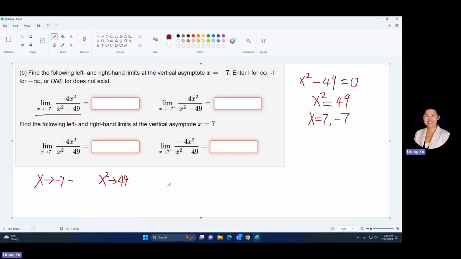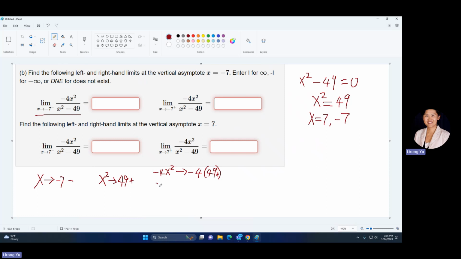All right. So then what happens to the -4x squared, which is the numerator? It will be approaching -4 times 49, right? Because x squared itself is approaching 49. It is actually approaching 49 from the positive side, because x is to the left of -7, so its absolute value is higher than 49. So it's bigger than 49 actually, from the positive side.